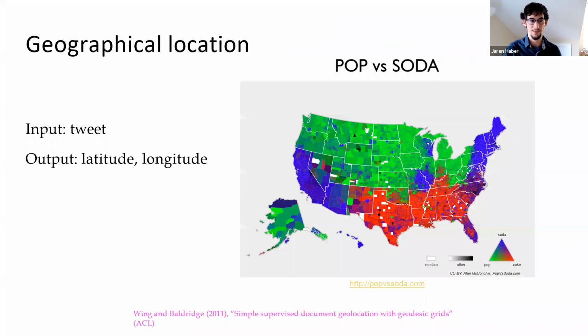Another thing you could do is take in tweets people use and try to geolocate them based on the language and the terms. What do you call this? Much like people have accents, there's this subcultural specific language. And one of my favorites for this is pop versus soda. And there's a little map there.